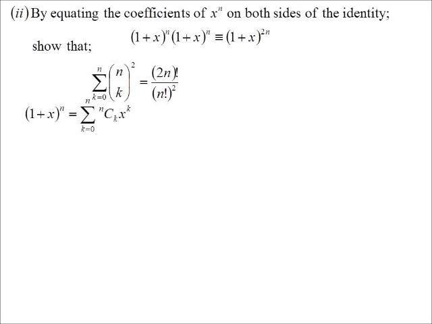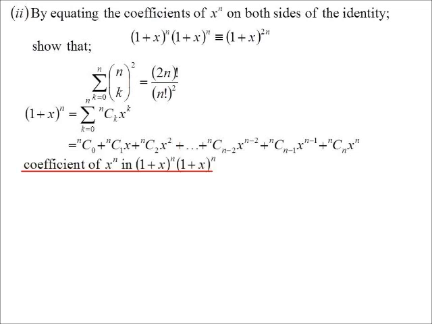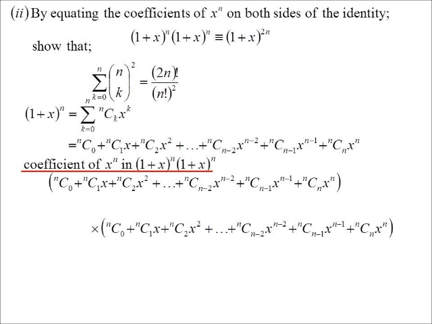I'm going to expand it out. Okay? It's giving me the hint we're going to compare the coefficients of x to the power of n on both sides. So let's look at the left-hand side first of all. (1 plus x) to the power of n times (1 plus x) to the power of n. I've written my expanded version out, times I've written the expanded version out.